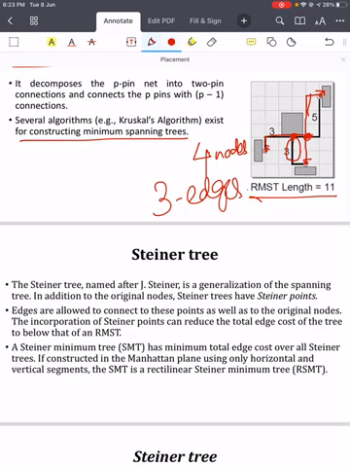So this we can do if we want to minimize the wire length. So the Steiner minimum tree has minimum total edge cost over all the Steiner trees, and if constructed in the Manhattan plane using only horizontal and vertical segments, the Steiner minimum tree is a rectilinear Steiner minimum tree. Okay, so again, why we are calling it a rectilinear Steiner tree, the reason is the same, that we are only considering the Manhattan distance metric to define the wire lengths. Okay, to define the edge lengths basically, right?